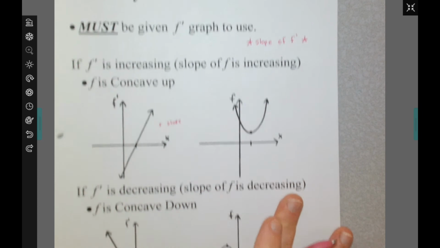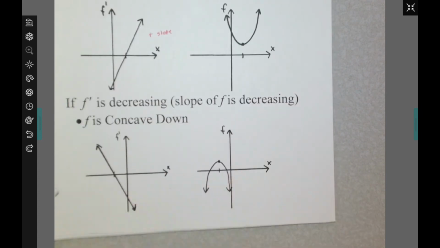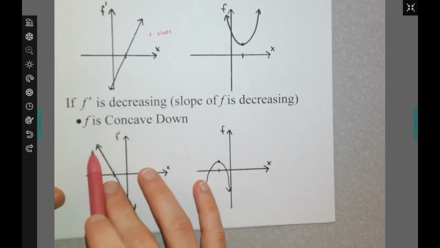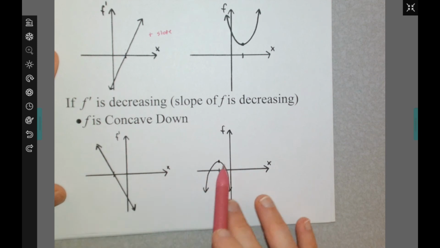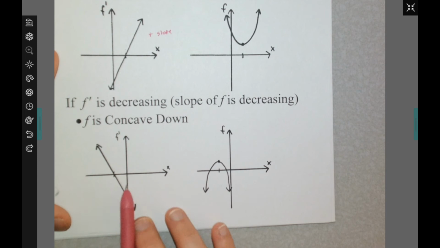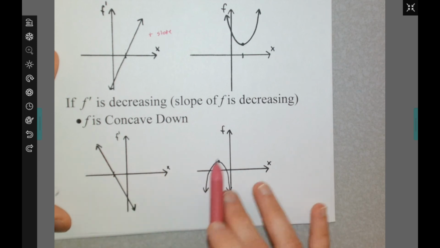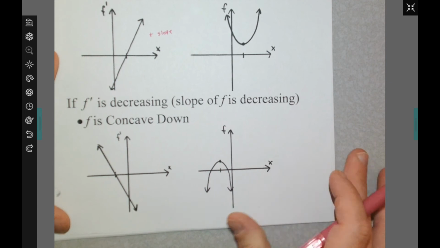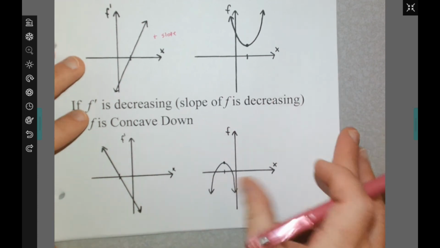On the other hand, if the first derivative graph is decreasing, so we have a negative slope, the original function is going to be concave down. So looking at this, you have a negative slope going on, linear, it's going down forever. It tells me that my original function is concave down for the whole domain.